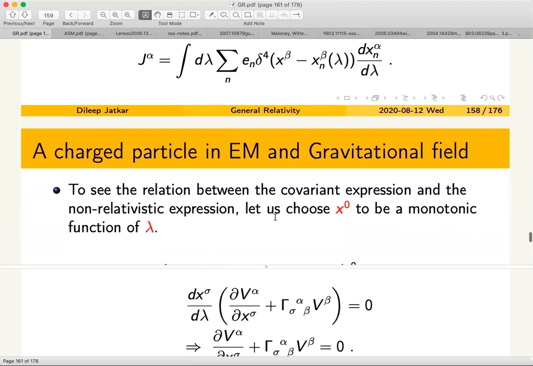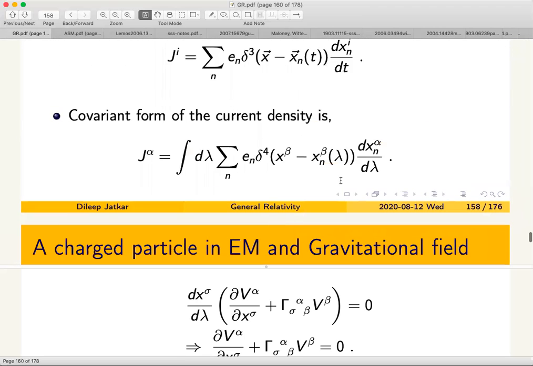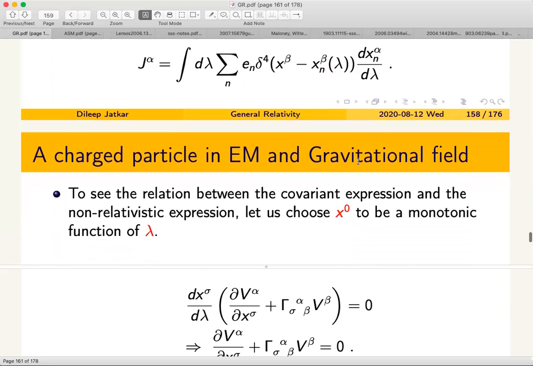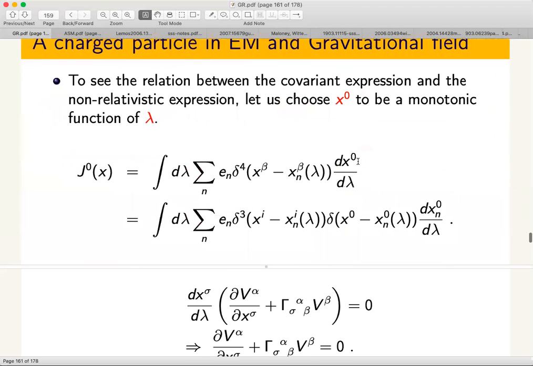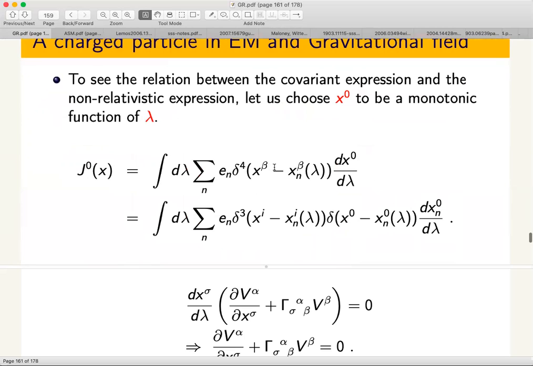Okay, so to do that, what we will do is we'll assume that the zeroth component of the coordinate x is a monotonic function of lambda. If you do that, then you could decompose the four-dimensional delta function into the spatial delta function plus the temporal delta function. And if you are looking at the zeroth component of the covariant current, then you just get dx0 by d lambda, and oh, I should have put n there.